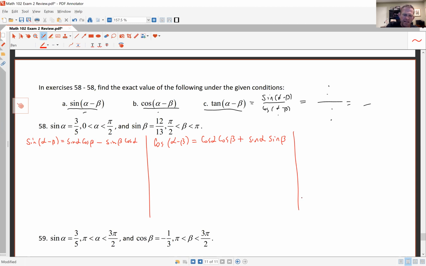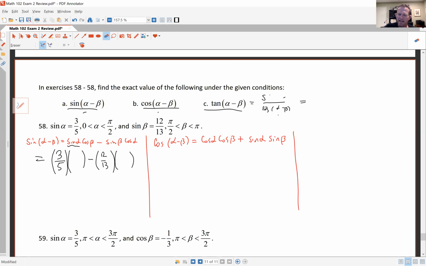Okay, so it looks like we need some information here. Sine of alpha is 3/5. Cosine of beta, well, I know sine of beta. I don't know that yet. But sine of beta was given to me as 12/13. I know that one, but now I need cosine alpha. And so I have some work to do here. I have to draw these angles in their standard positions and figure out what these other values are.